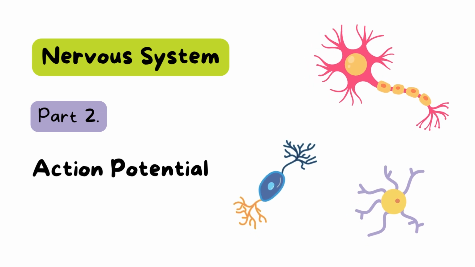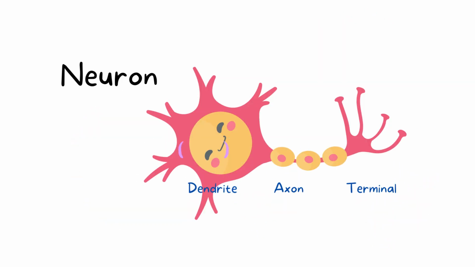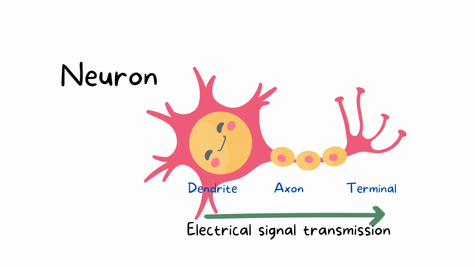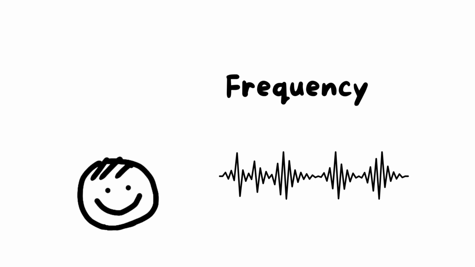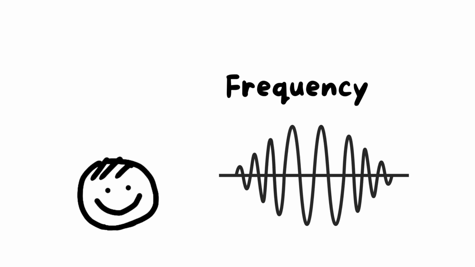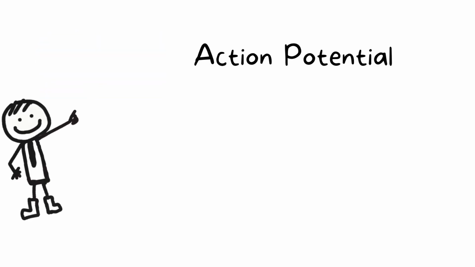About action potentials, we're probably thinking, how do nervous cells send signals exactly? First, when you look at a neuron, the small little things sticking out around the nucleus are dendrites, the middle part's the axon. Then there's the terminal that sends an electrical signal to other neurons, to the dendrites. And your nervous cells interpret what they're sending by the frequency of it. Think of the frequency of the signal like a language, in a way.